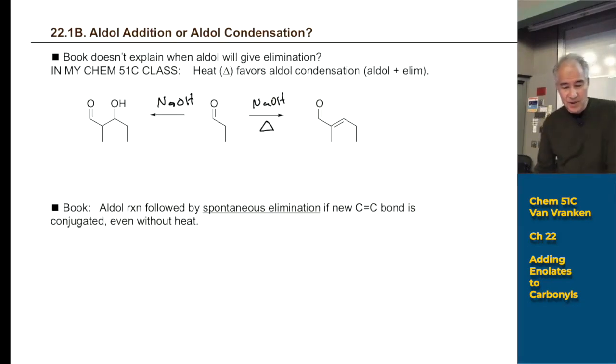So let me go ahead and draw a situation where, whether you want it or not, you're going to get elimination, even if you don't heat it. And the book even tells you this. They say the aldol reaction will be followed by spontaneous elimination if the new C=C bond ends up conjugated to some other double bond. The elimination will be so fast you can't stop it.